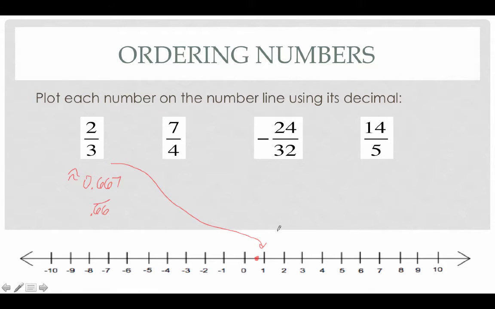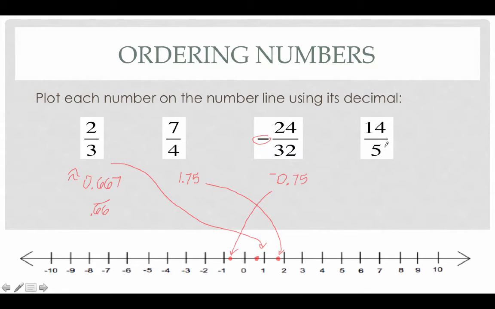All right, 7/4. Let me do 7 divided by 4, and that's equal to 1.75, and that's exact. That's greater than 1, less than 2, so 1.75 is going to go right about there. All right, 24 divided by 32 is 0.75, but this is a negative number, so it's negative 0.75. So I've got to go in the negative direction, right about there.